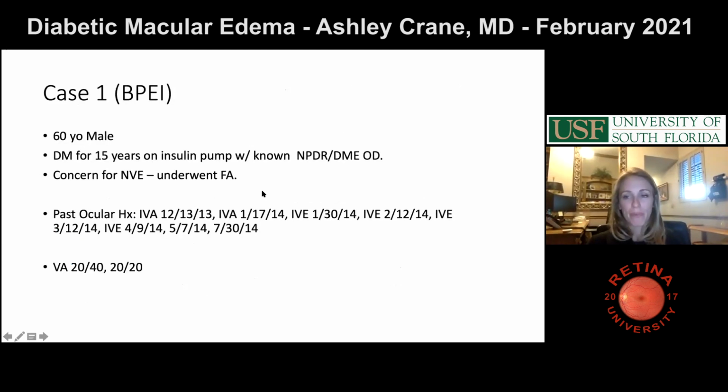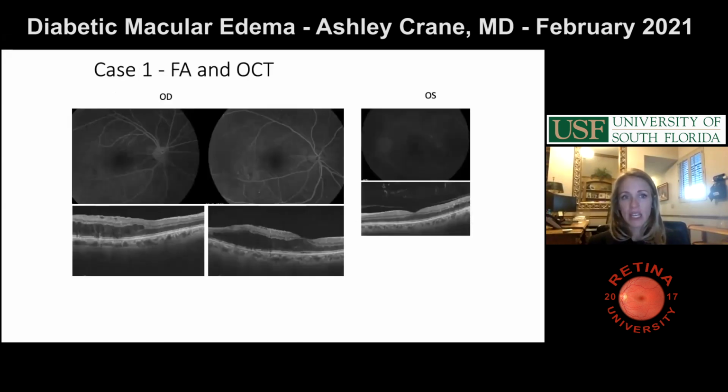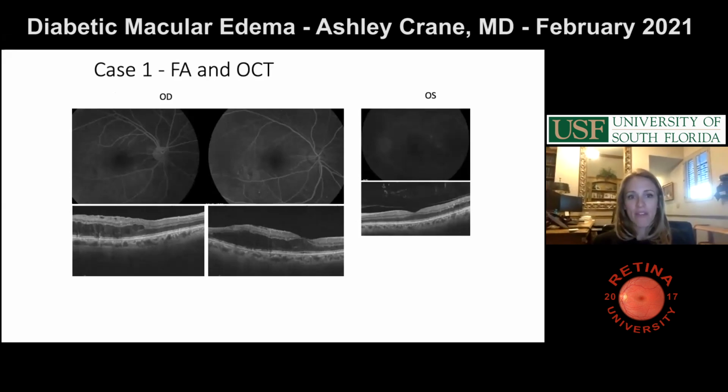And so this is not my own case, but a case from training. This is a 60-year-old man, diabetic for 15 years, on an insulin pump, with known DME. At that time he had had a lot of injections of both Avastin and Eylea, and the vision was just 20/40 in the affected eye. And you can see here the FA and the OCT.